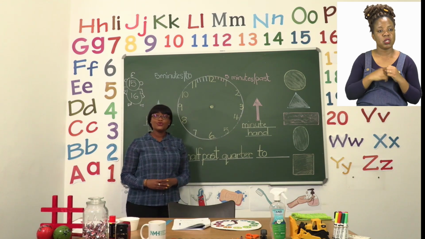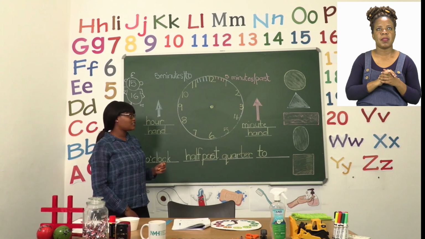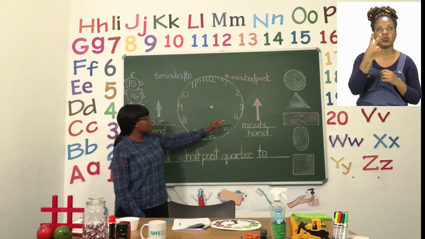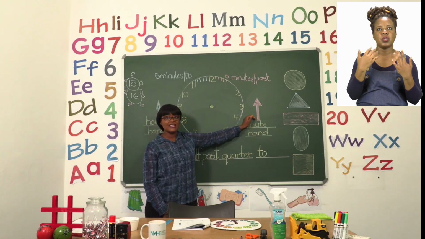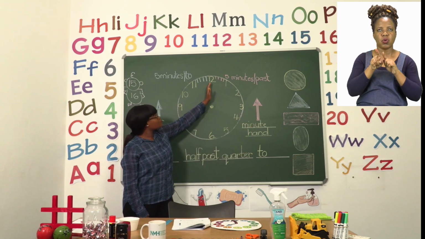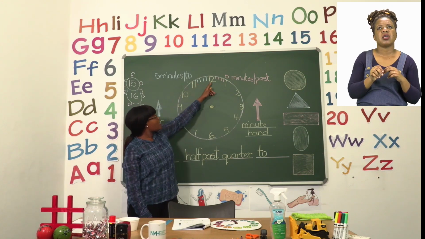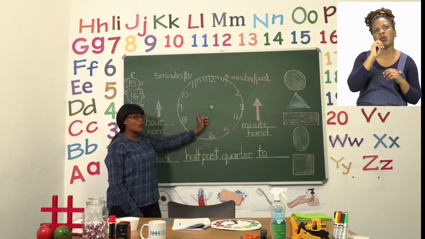Now there are 2 hands on the clock. We call them hands, but they are actually arrows. The first one that you're going to notice moving a lot is called the minute hand. This is the one that moves much quicker around the clock, going from 12 back round to 12.